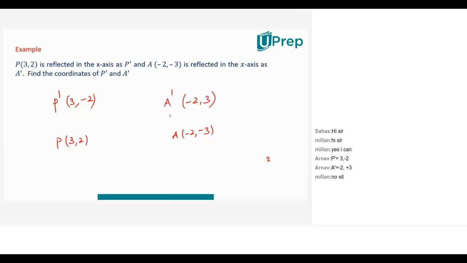Yeah, Milan, trying to say something? Okay. Yeah, Alicia. I haven't understood what the x-axis is and what the y-axis is. I know the x-axis is the horizontal line and the y-axis is the vertical one, but I don't know how to reflect on the x-axis or how to reflect on the y-axis.